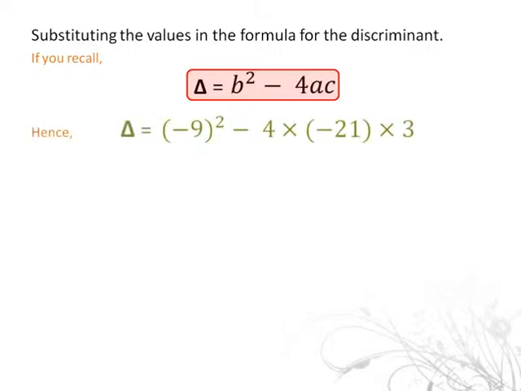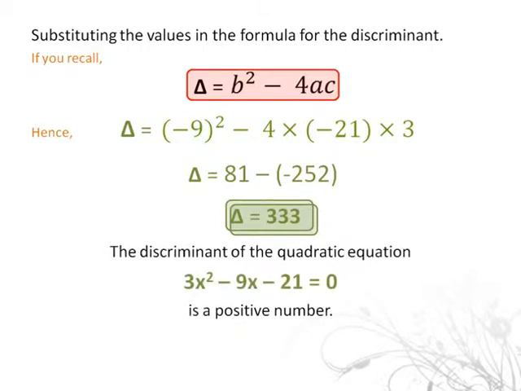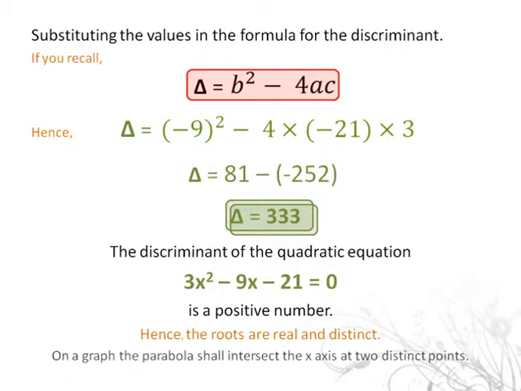So on substitution we get minus 9 whole square minus 4 into minus 21 into 3, which on solving becomes delta equal to 81 minus of minus 252 or 81 plus 252. Hence we get the discriminant as 333, which is a positive number. Hence the discriminant of the quadratic equation 3x square minus 9x minus 21 equal to 0 is a positive number. Hence the roots are real and distinct, or the parabola representing it will cut the x-axis at two distinct points.